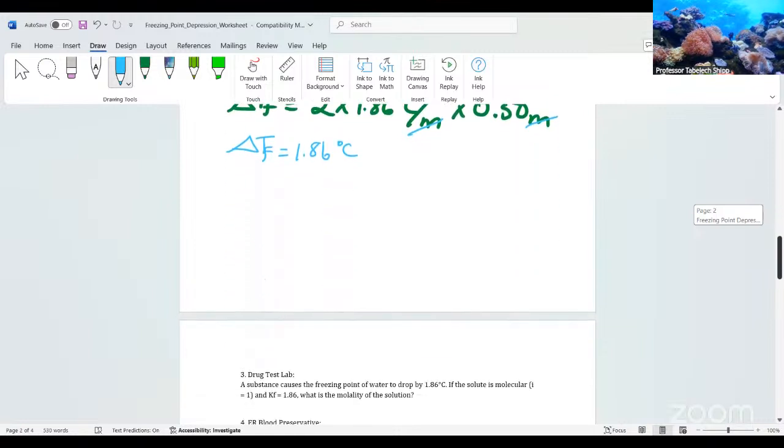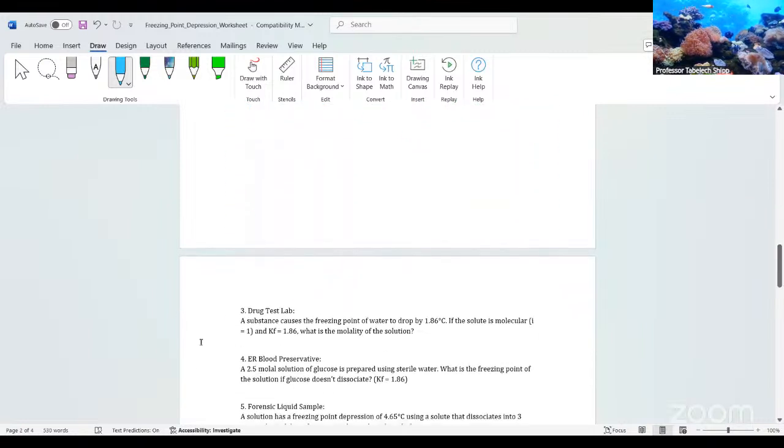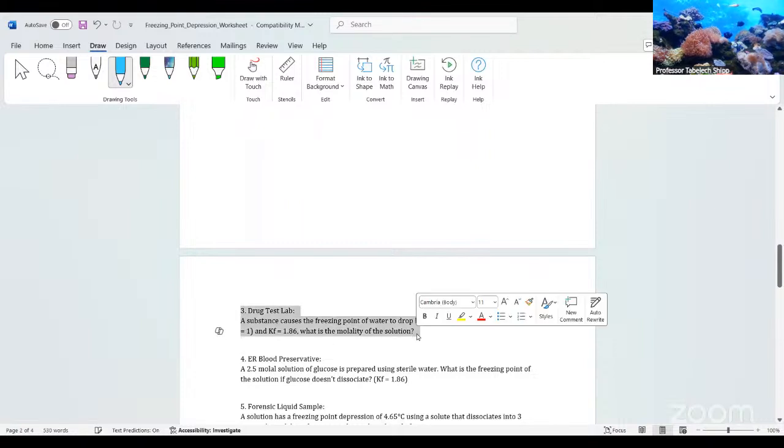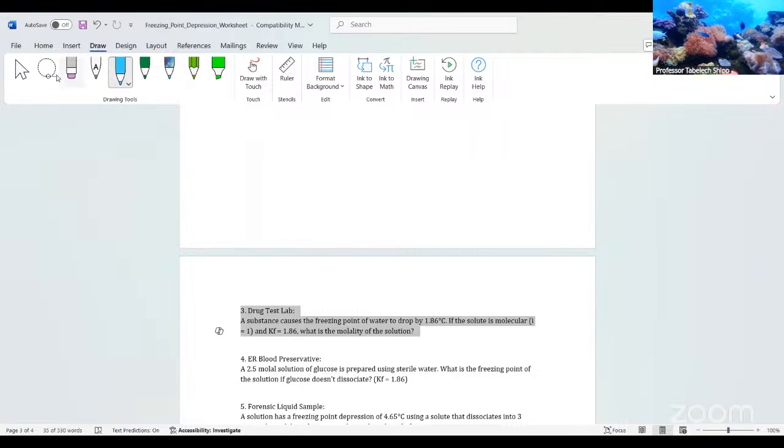Okay, so now we are going to do another problem. This time we're going to solve for molality. Okay, so let me increase the size here.